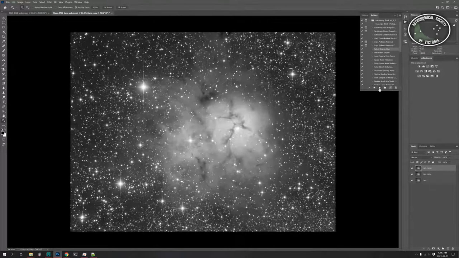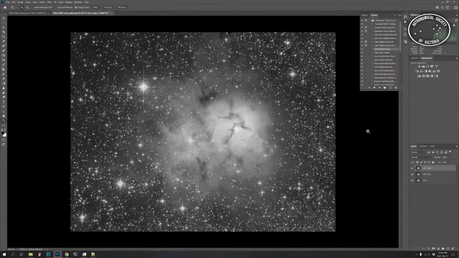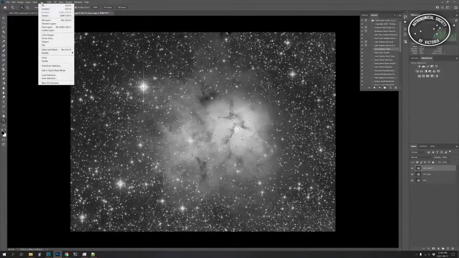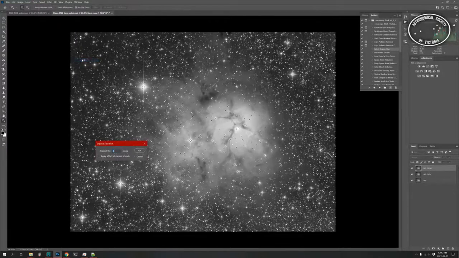Select brighter stars. Okay, and this is going to find the stars. Whoa, it's trippy. Now I'm going to modify that selection. Expand it.